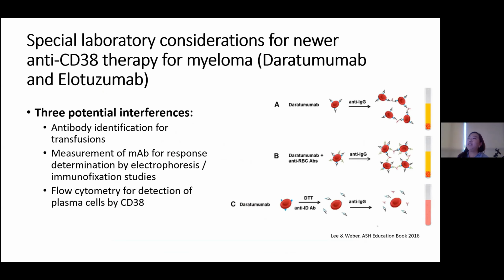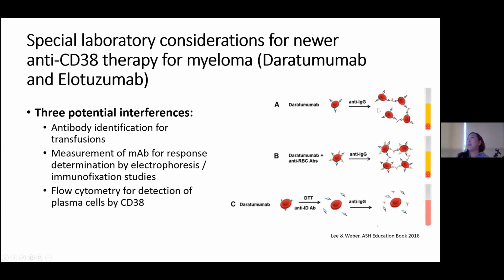So not sure if some of the texts here are in blood bank, but I just want to briefly bring to your attention that there are some newer therapeutic agents for myeloma, like anti-CD38 called daratumumab or elotuzumab, that may potentially interfere with your lab testing, especially in antibody identification for transfusion. What happens is your red cells actually express CD38 as well.